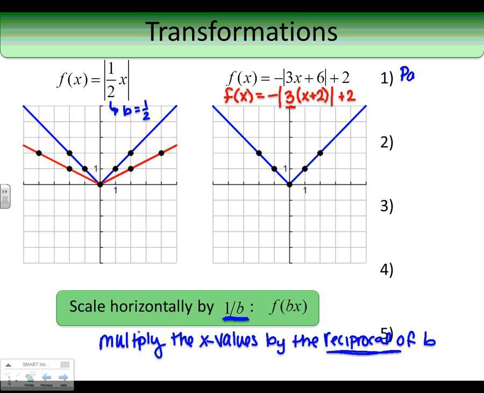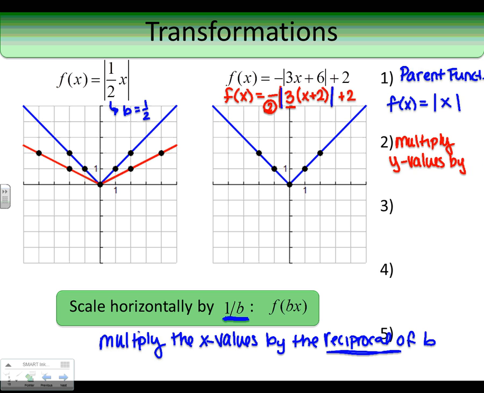We have our parent function, f of x equals the absolute value of x. So we have these absolute values in our function, and that tells us what our parent function is. Next we have a negative on the outside of the function. When it's on the outside of the function, it affects the y values. So we multiply the y values by -1. In other words, it's a reflection across the x-axis.